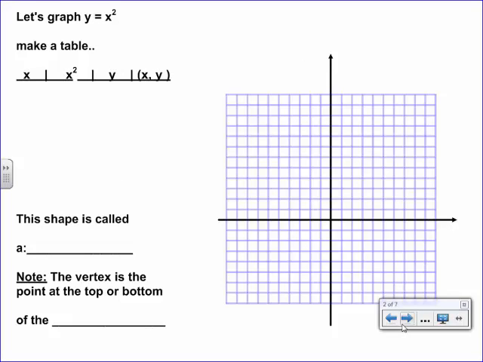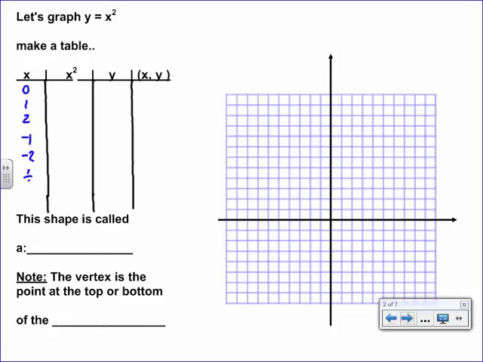Now you've made tables before when you did linear graphs, and we're going to set up the table the same way. And I'll choose some values to put in for x. I'll put in 0, 1, 2, -1, -2, and I'm also going to put in a couple fractions so you see how the graph behaves when it's near the origin. I'm going to put in 1/2 and -1/2.